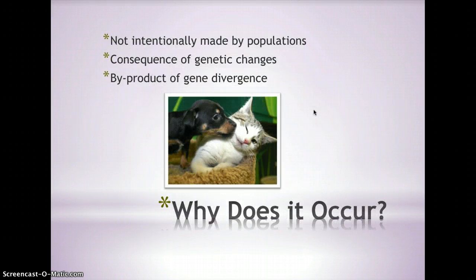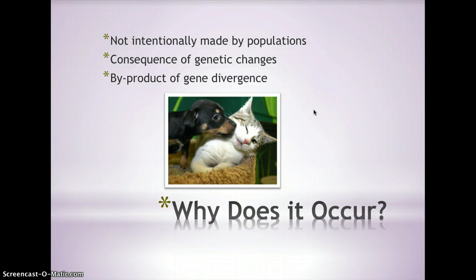So why does it occur? Well, first off, you have populations. The populations themselves don't intentionally make these reproductive barriers. Instead, genetic changes occur because a species becomes adapted to its own environment. It almost attains its own set of characteristics different from another population, which prevents interbreeding.